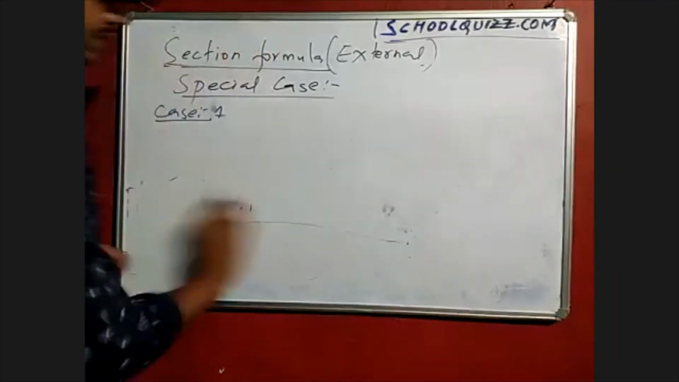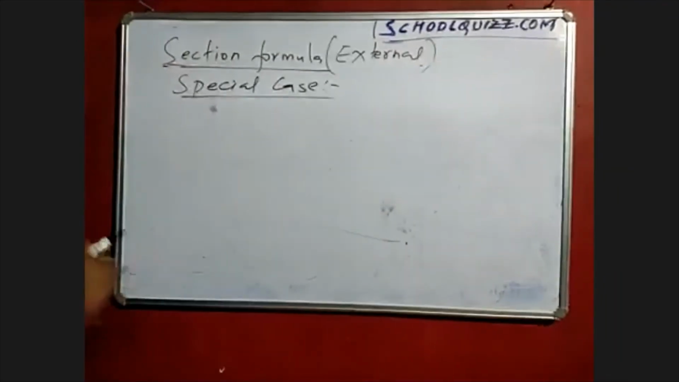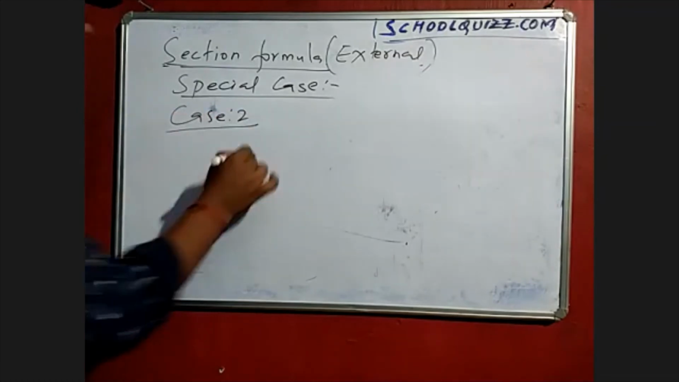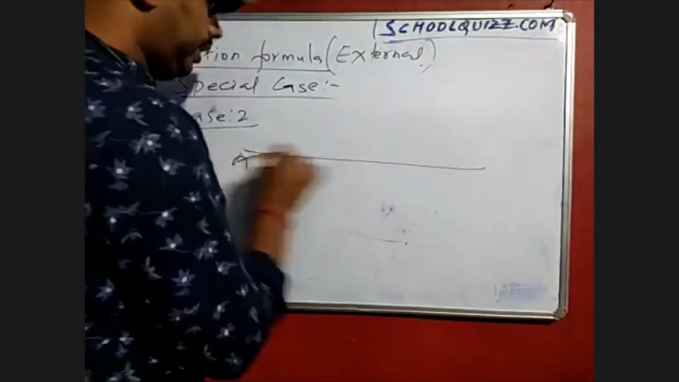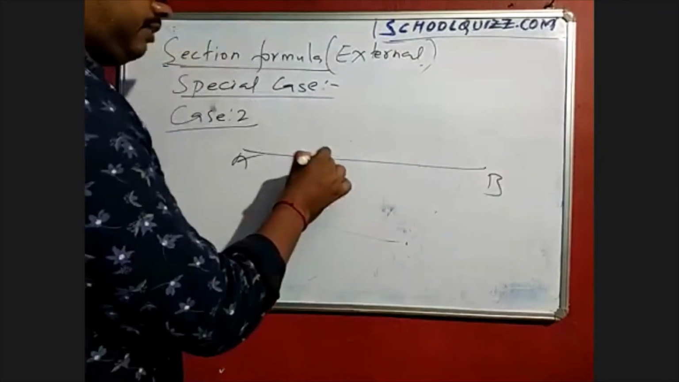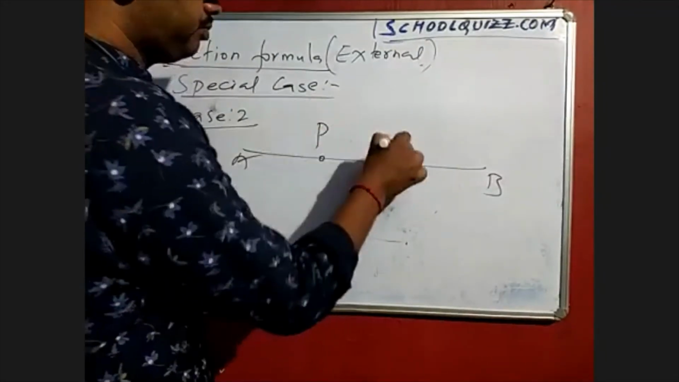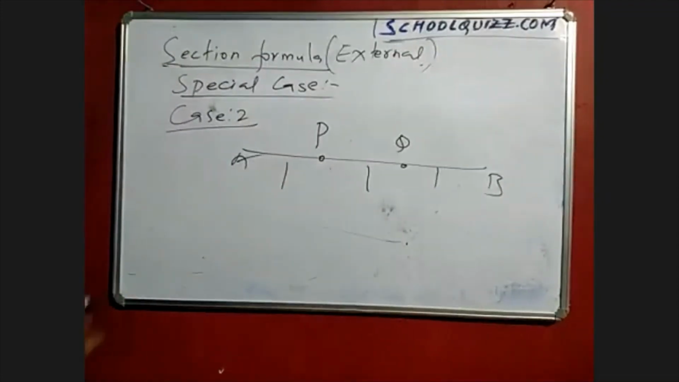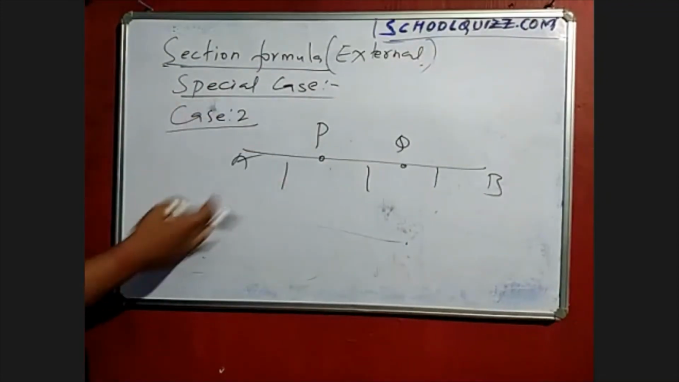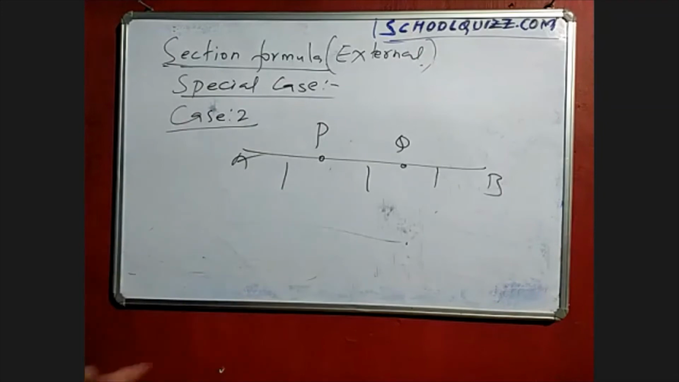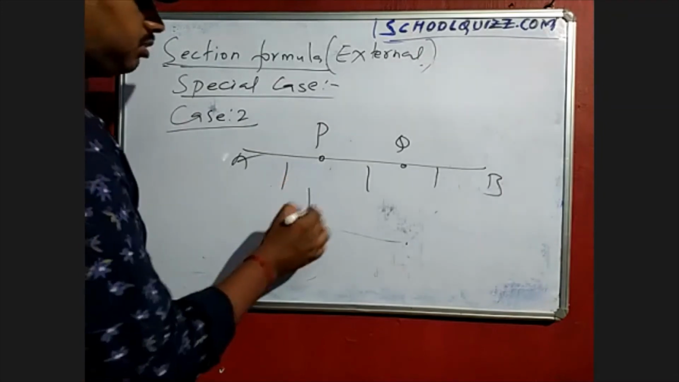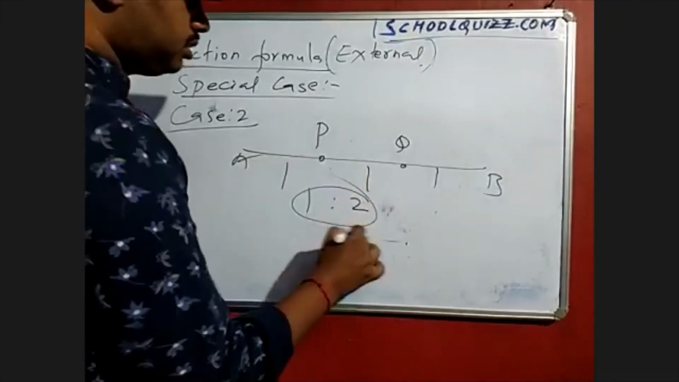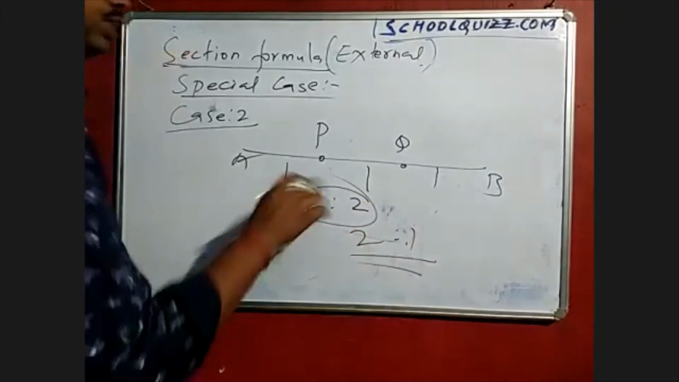Case 2: sometimes it happens that A and B, two points, are given, and P and Q divide it into three equal parts, in the ratio 1:1:1. How can you solve this type of question? Simple. If you are choosing P, the ratio will be 1:2. If you are choosing Q, it is a 2:1 ratio. So the questions will be the same again.